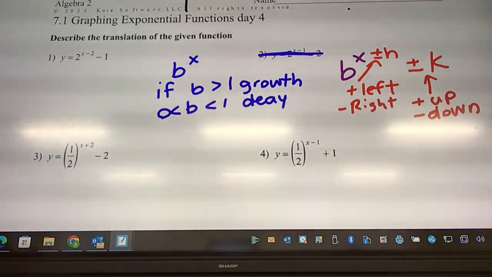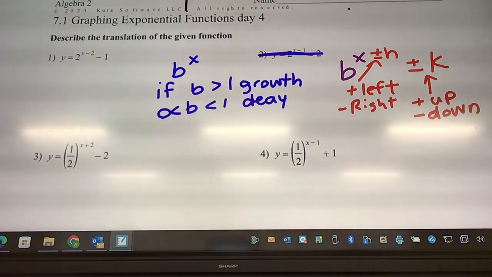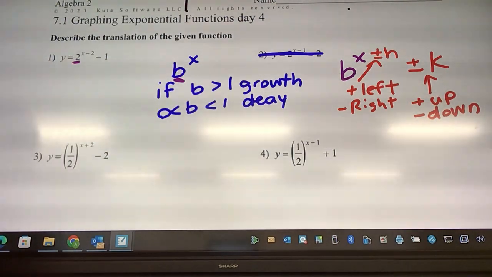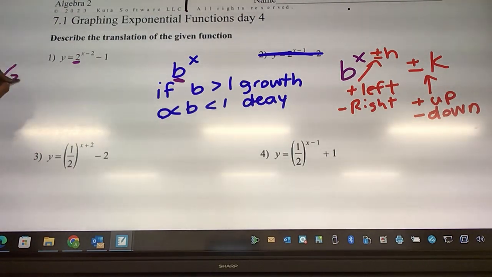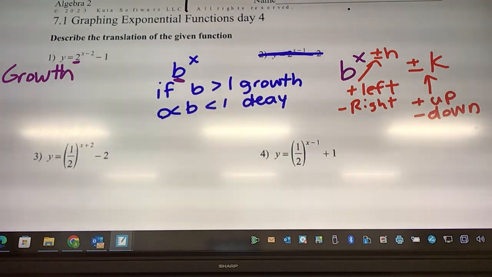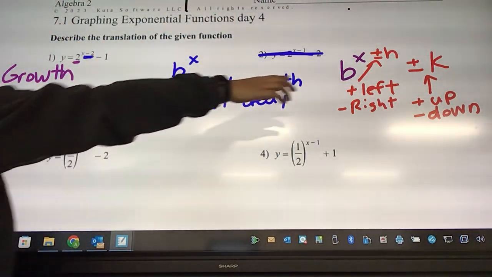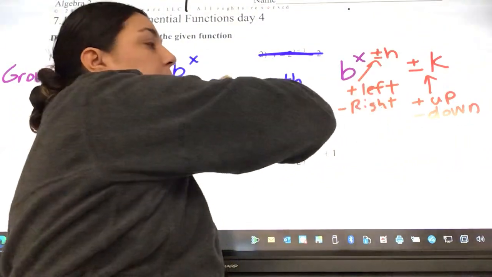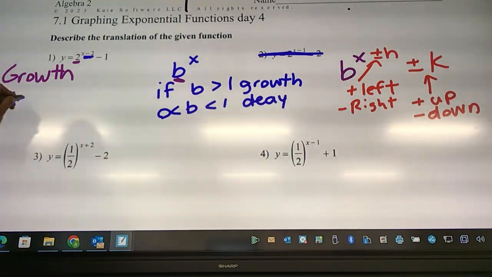If we look at number 1, is it growth or decay? First of all, what number are we looking at? The big 2. We're always looking at this b. Is it bigger than 1 or smaller than 1? Bigger, so it's going to be growth. So we're going to write down growth. Then we can start with the exponent. What does this minus 2 do? A minus goes to the right. How many? It tells us, 2.